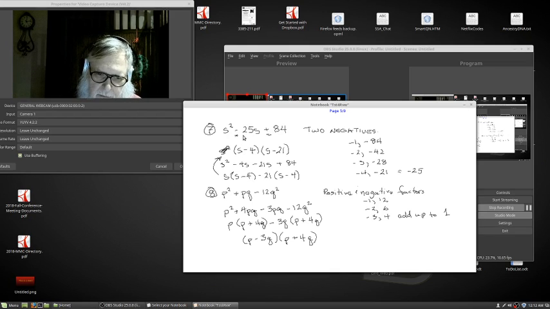So we can replace this negative 25s with negative 4s plus negative 21s. If we factor the s out of this first pair, we get s times s minus 4. If we factor a negative 21 out of this next pair, we get negative 21 times s minus 4. We've got an s minus 4 in both cases, so we factor it out and we get s minus 4 times s minus 21.